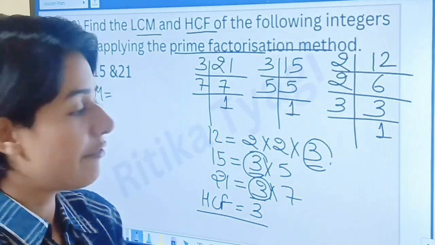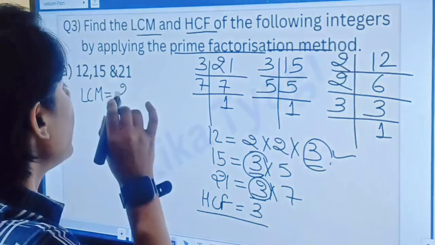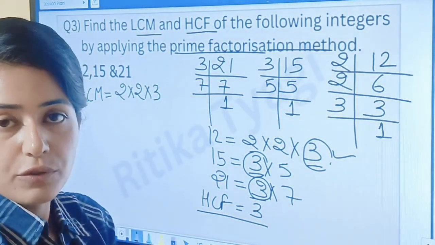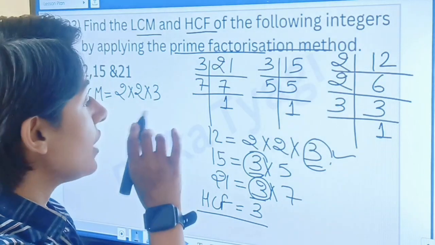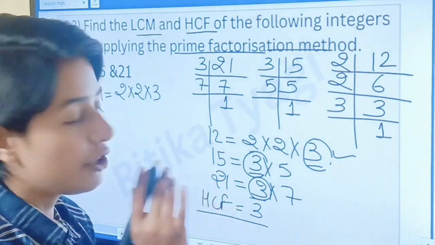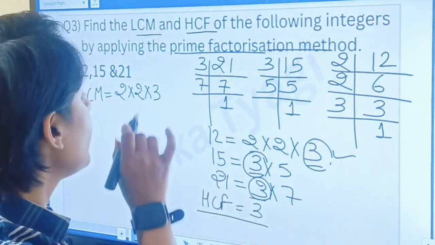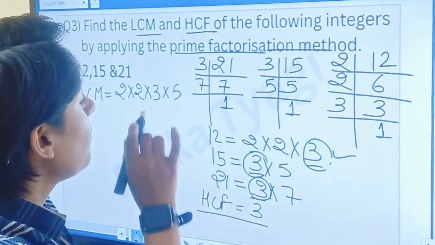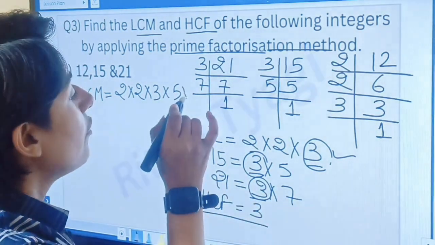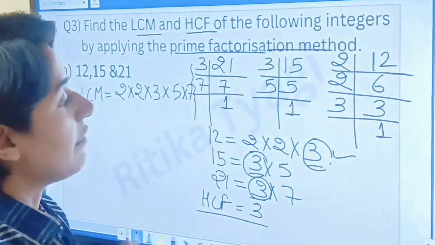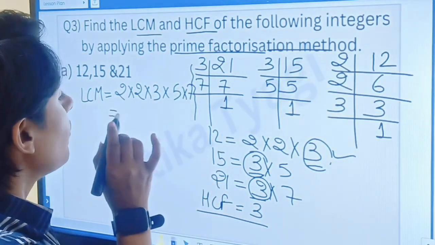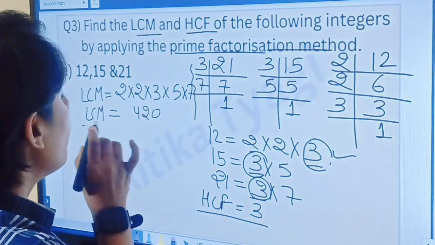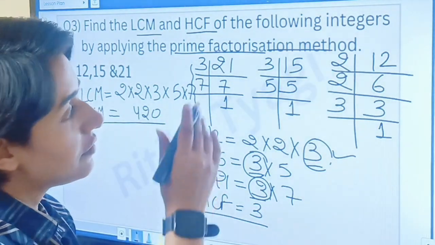So first we write the factors for 12, that is 2 multiply 2 multiply 3. Now we have to take the numbers which are not included in this from the 15 and 21 factors. Here 3 is present. 5 we have to multiply. 3 is already present. 7 we have to multiply. So here we get the product 420, which is the LCM of 12, 15 and 21.